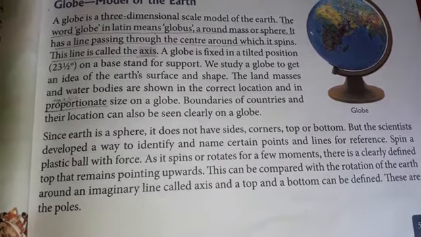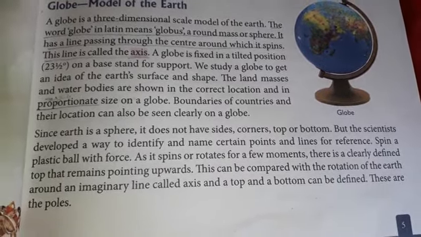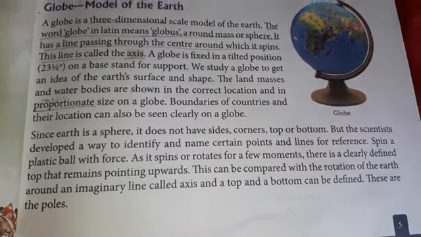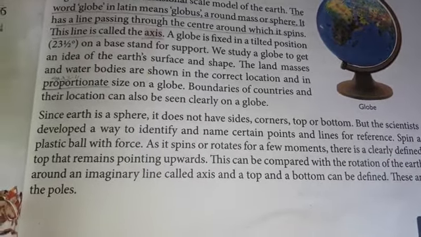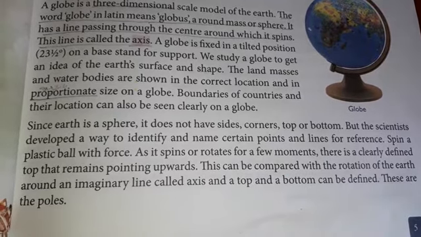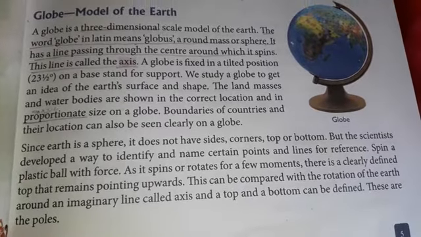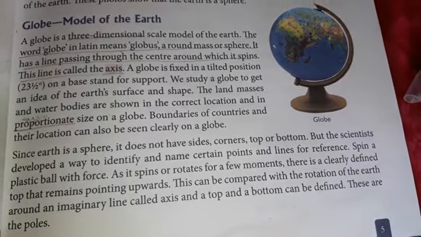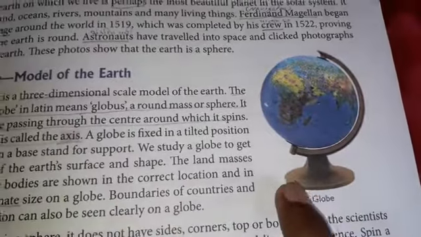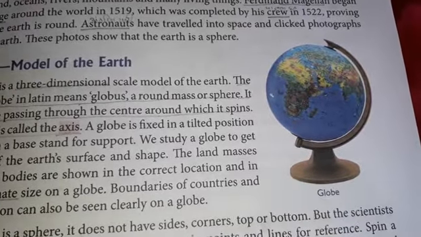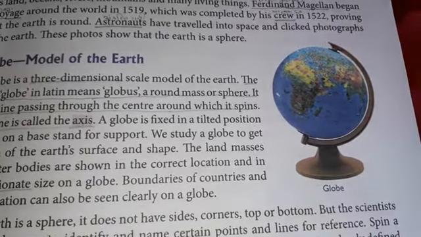We study a globe to get an idea of the earth's surface and shape. The land masses and water bodies are shown in the correct location and in proportionate size on a globe. Boundaries of countries and their location can also be seen clearly on a globe. So, after studying the globe, we know very well the political situation, the boundaries of any state and continents, and other things.